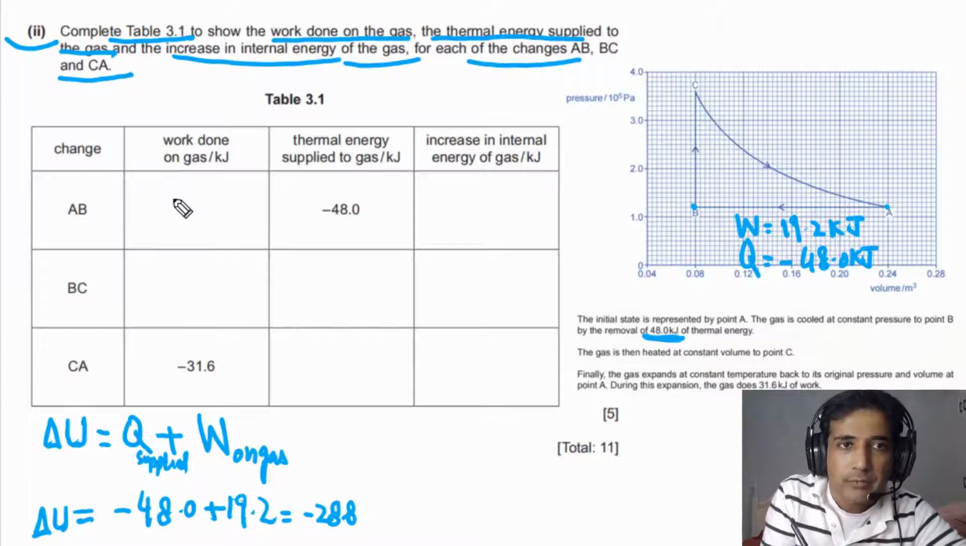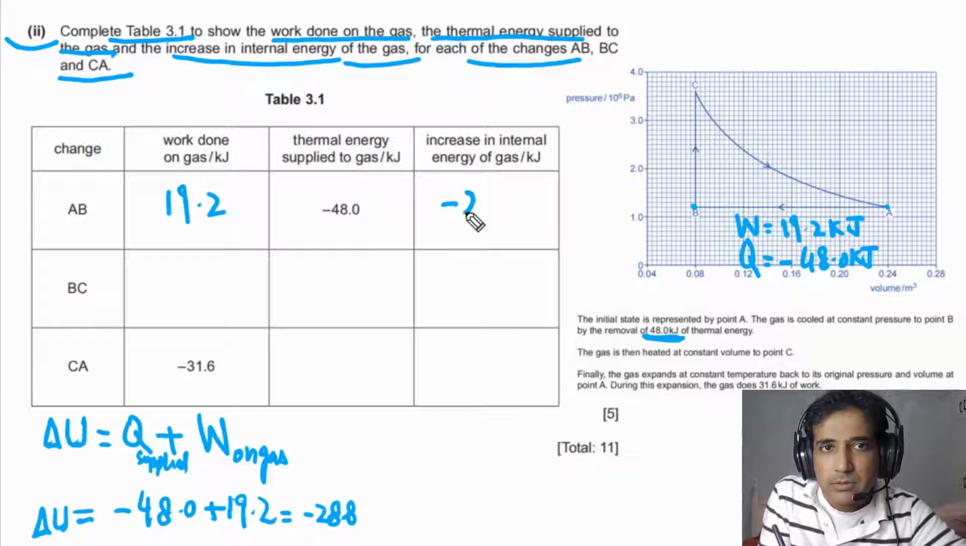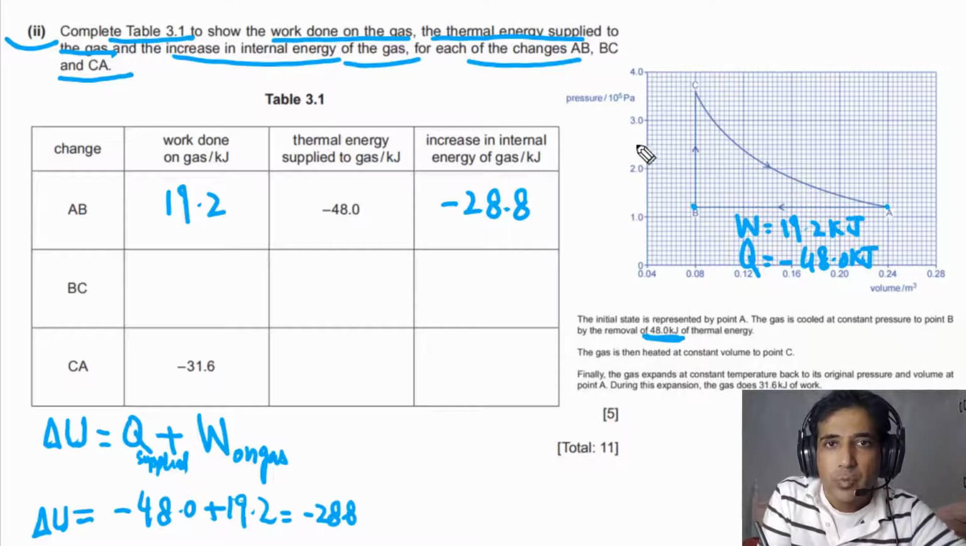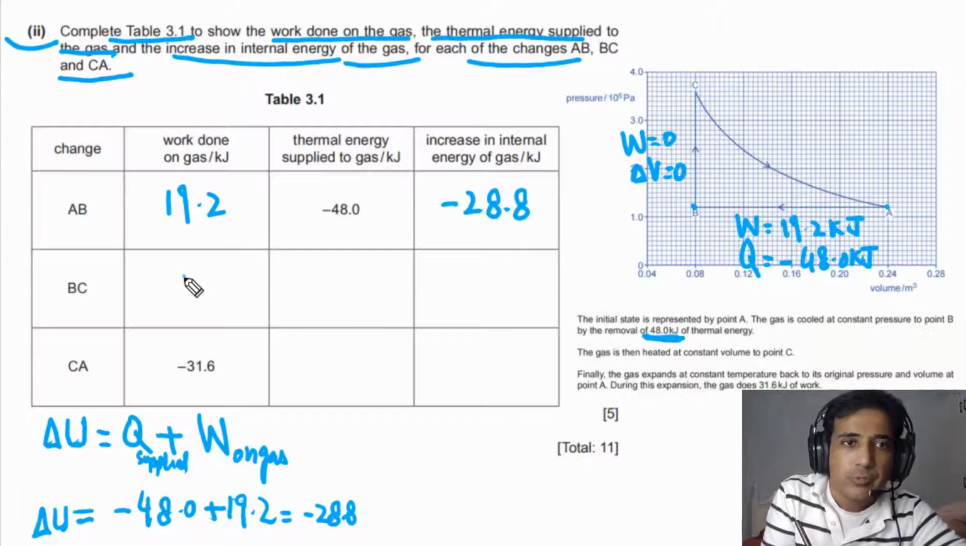Now we need to plug in values here. So from A to B, we can say work done on gas is equal to 19.2 kilojoules, and increase in internal energy is negative 28.8. Now let's go to BC. Between BC, work done is equal to 0 because in this case change in volume is equal to 0. So simply we can plug in here work done is equal to 0.